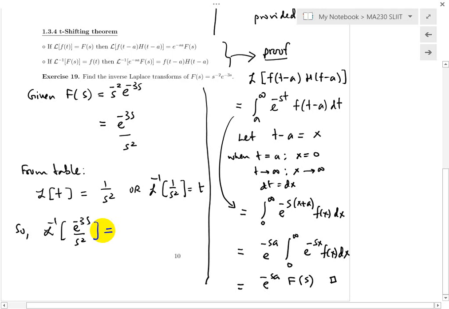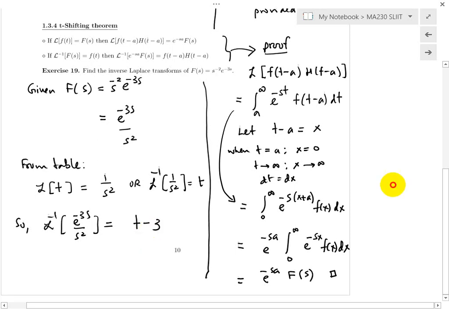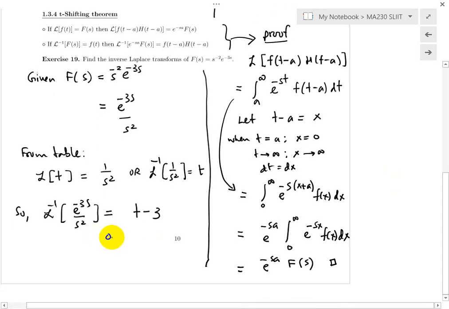Well, now here a is like 3, so this is going to be t minus 3, shifting 3 units. Okay, so technically, more precisely, this is going to be h(t minus 3). But even if I don't write this, you should know this is valid for now when t is greater than 3.